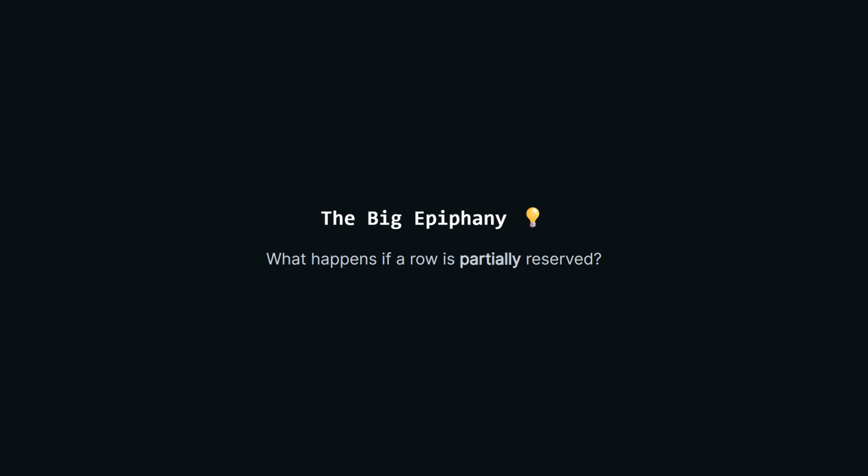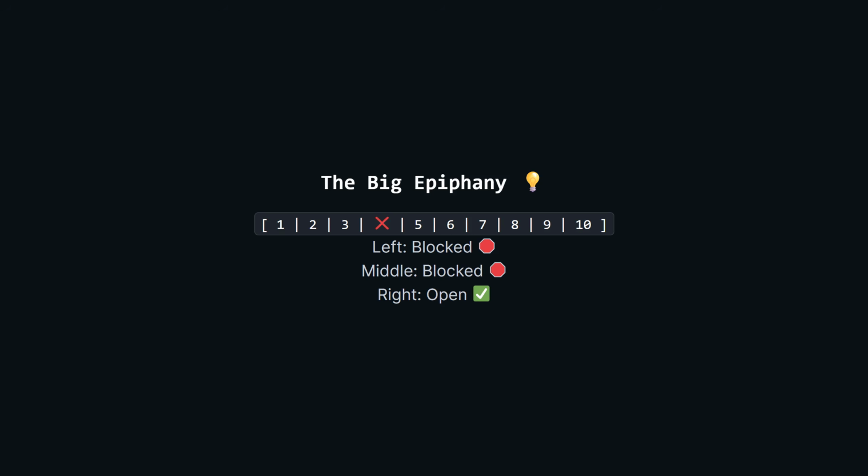Now here is the big epiphany for this problem. We know an empty row fits 2 groups, but what happens if a row has even just one single reservation between seats 2 and 9? Let's say seat 4 is reserved. That single reservation instantly ruins both the left block and the middle block. Only the right block is left.